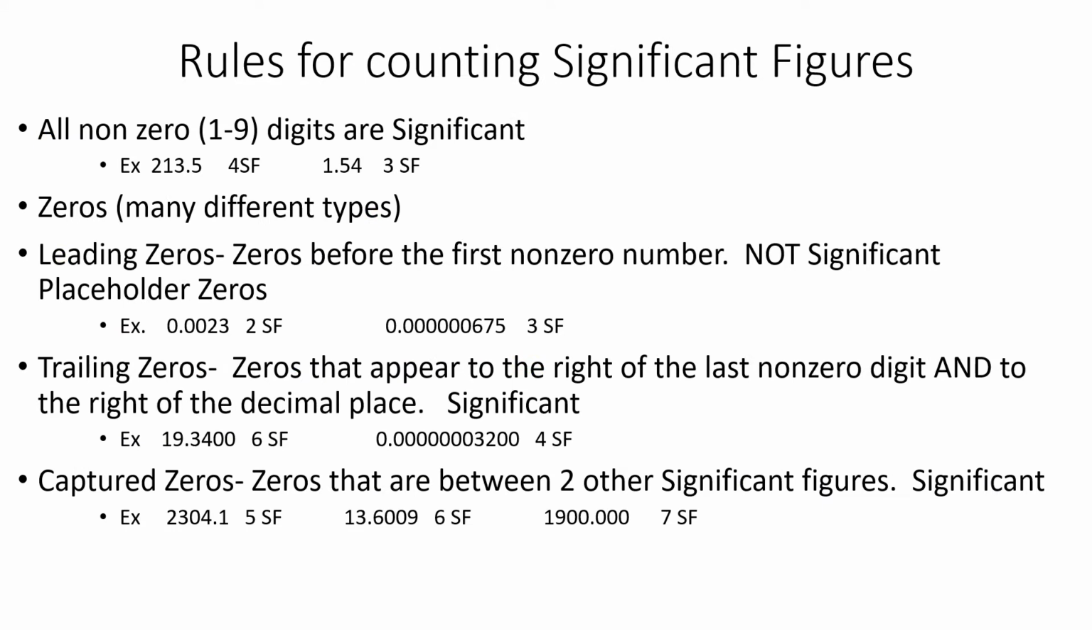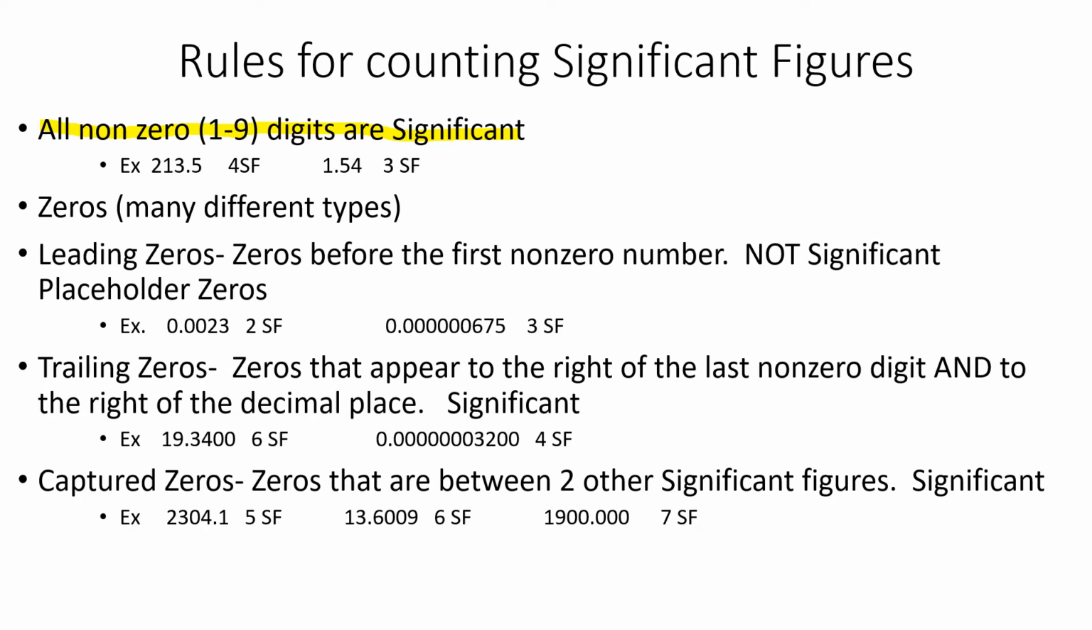Our rules for counting significant figures all play back to this idea that we're getting some physical knowledge about the measurement that we took. The first rule is pretty straightforward: anytime you have a non-zero digit, those are digits 1 through 9, those are always going to be significant. There's no exceptions to that.